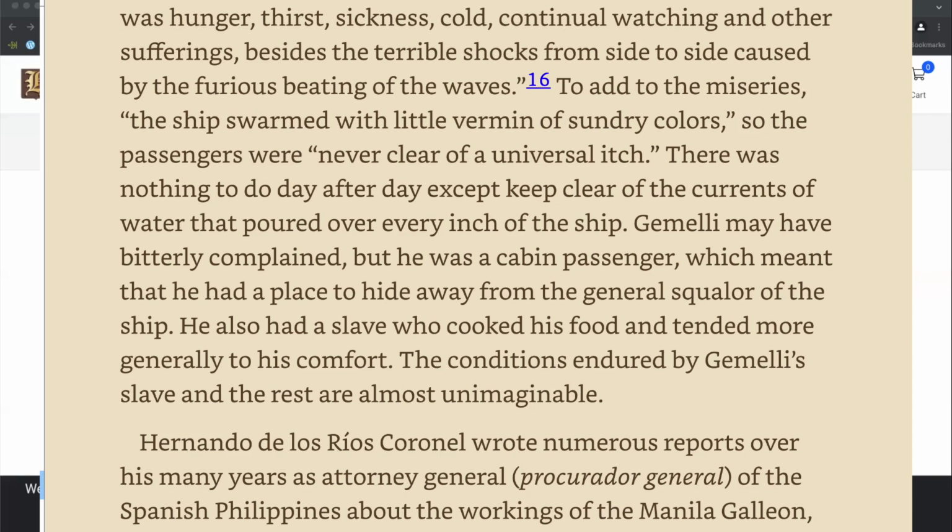Gemelli may have bitterly complained, but he was a cabin passenger, which meant that he had a place to hide away from the general squalor of the ship. He also had a slave who cooked his food and tended more generally to his comfort.